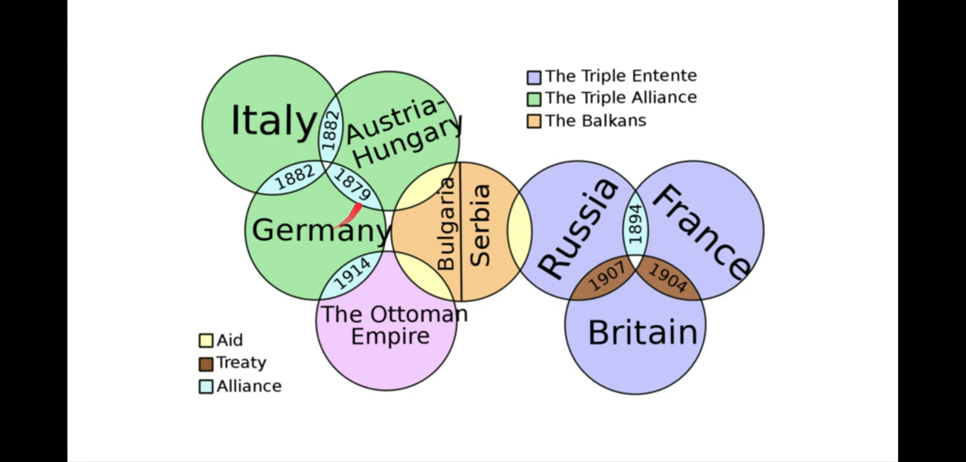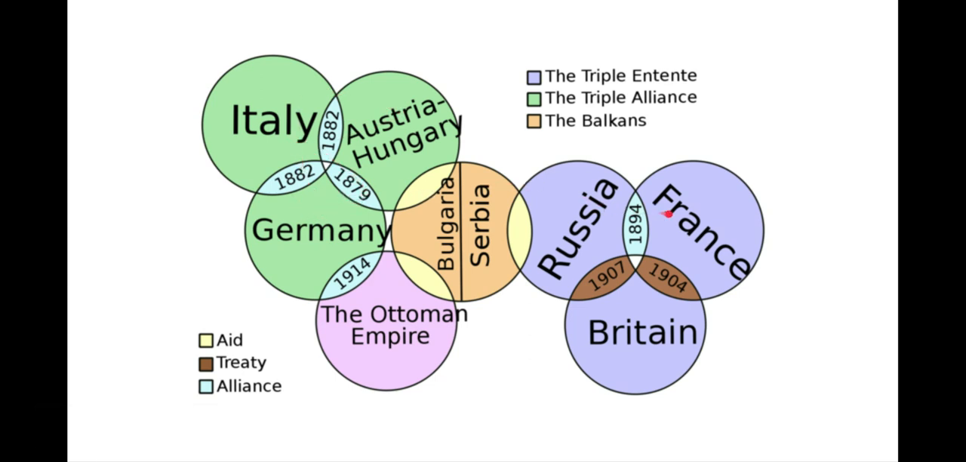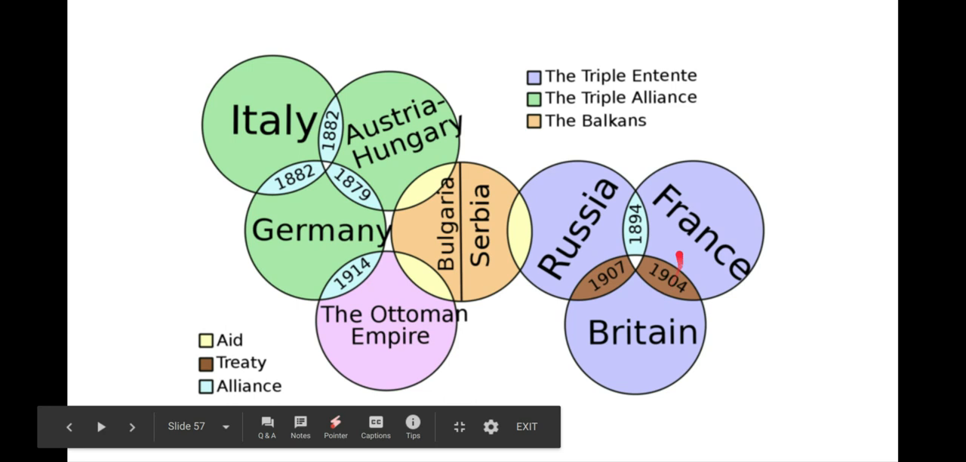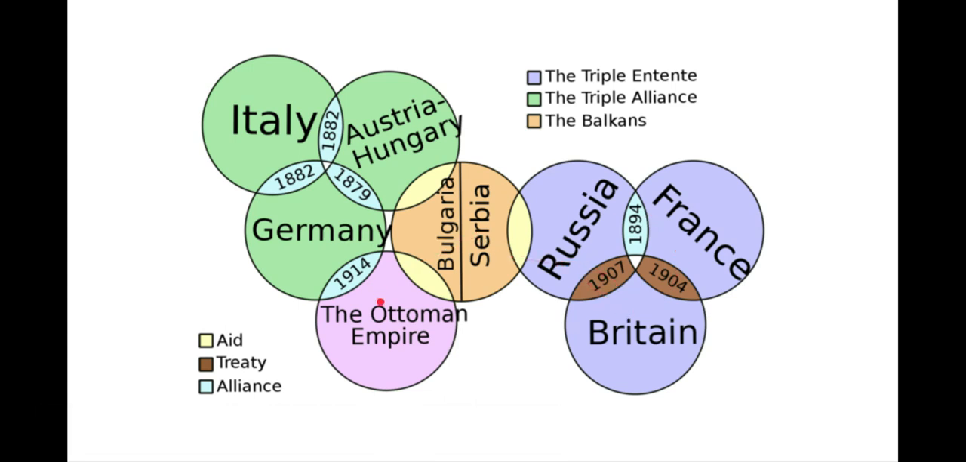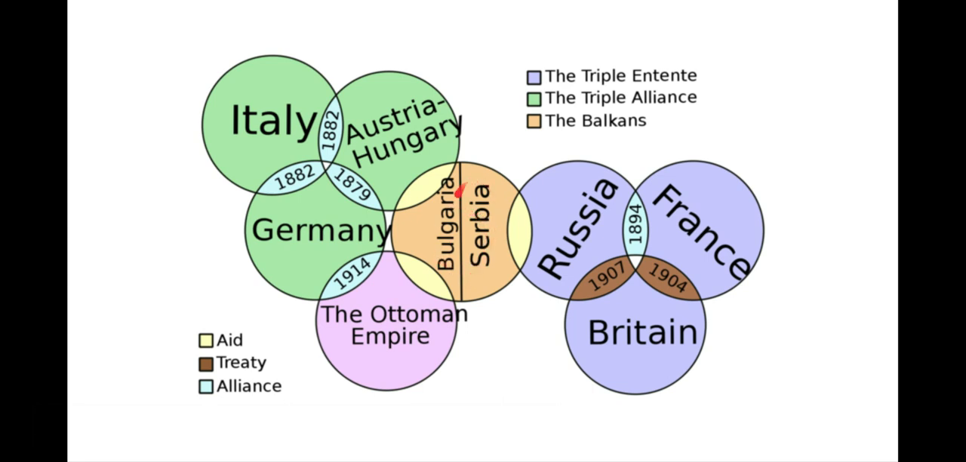This is an earlier Triple Alliance. Italy will later be, but this is the early Triple Alliance. And here you have the Triple Entente of Russia, France, and Britain. And notice what is in the hinterlands here. Here's the Ottoman Empire, the sick man of Europe, this disintegrating empire. And as it disintegrates, some of the states which are going to spin off of it in continental Europe are Bulgaria and Serbia.